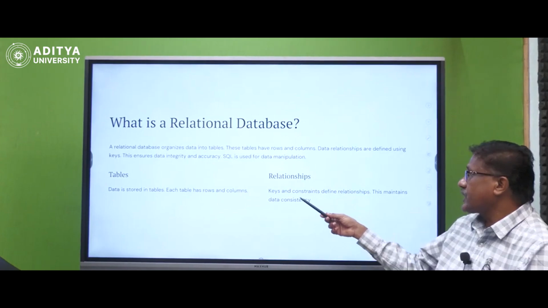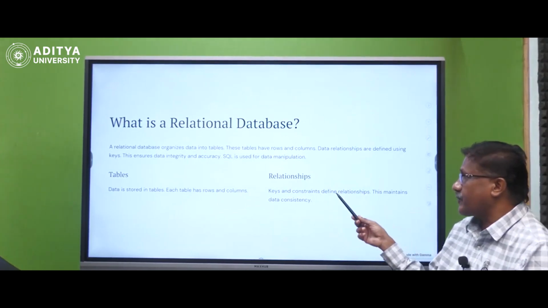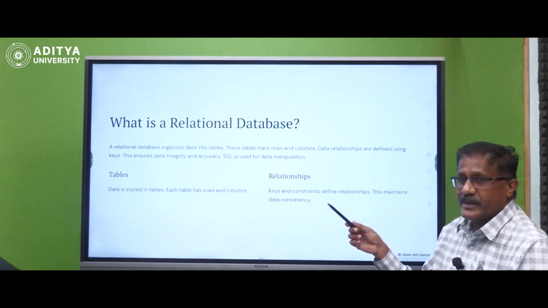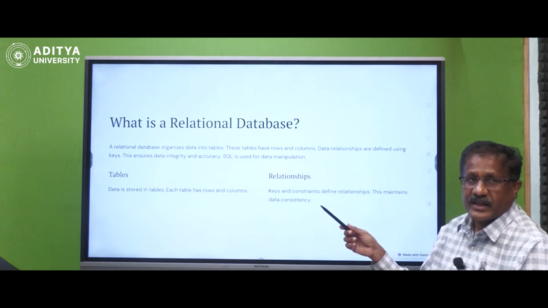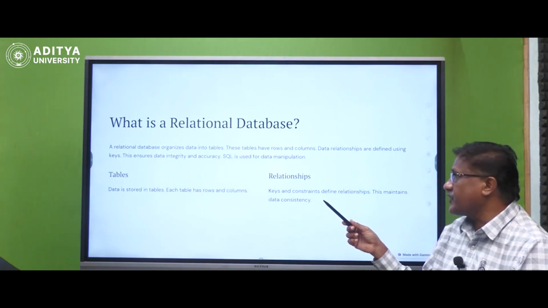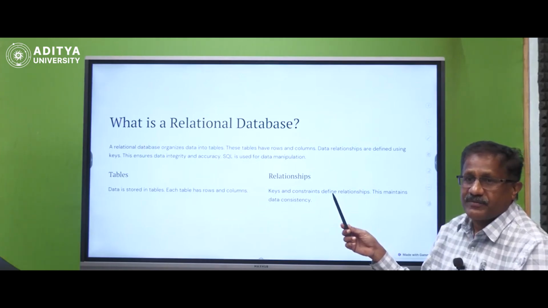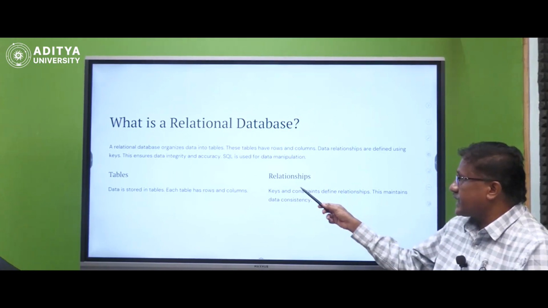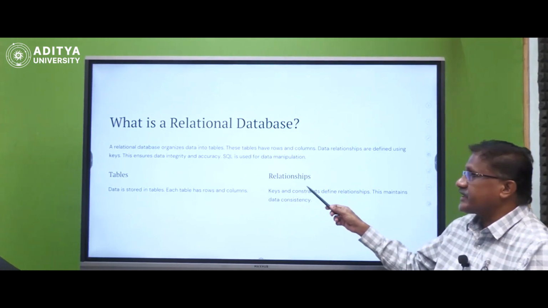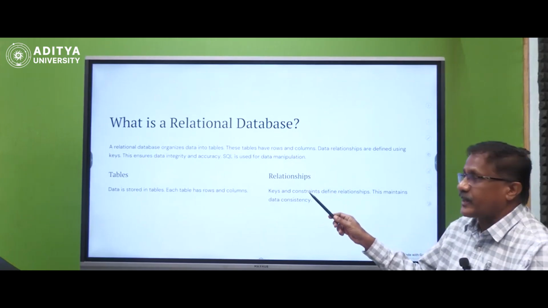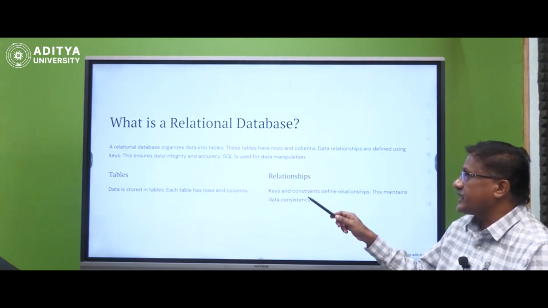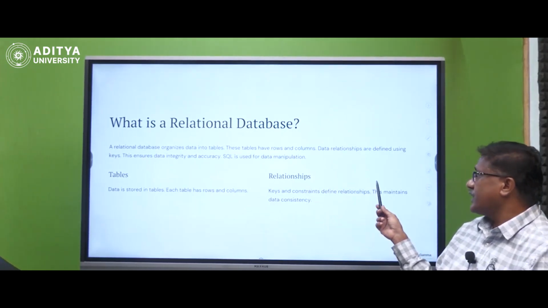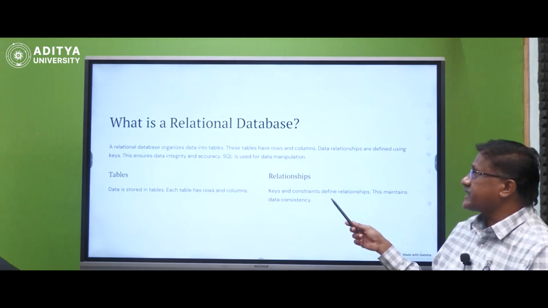The relationship, keys and constraints define the relationship. For example, primary key, foreign key, candidate key. Like that, there are different types of keys and integrity constraints: entity integrity constraints, domain integrity constraints, referential integrity constraints. All these constraints and keys define the relation between one piece of data and another in the table, through the rows and columns. This maintains data consistency.